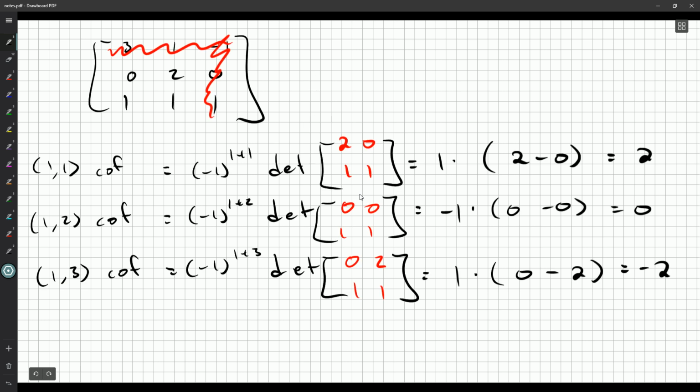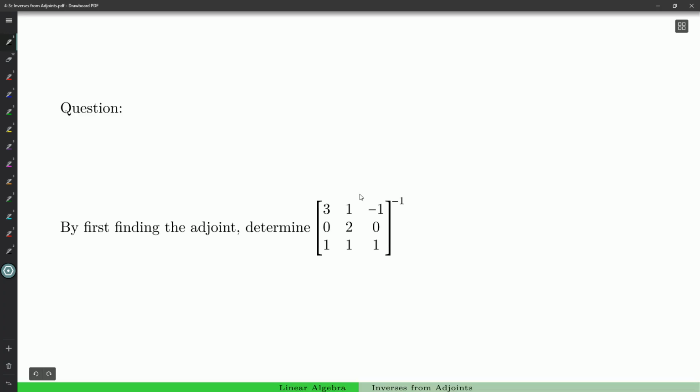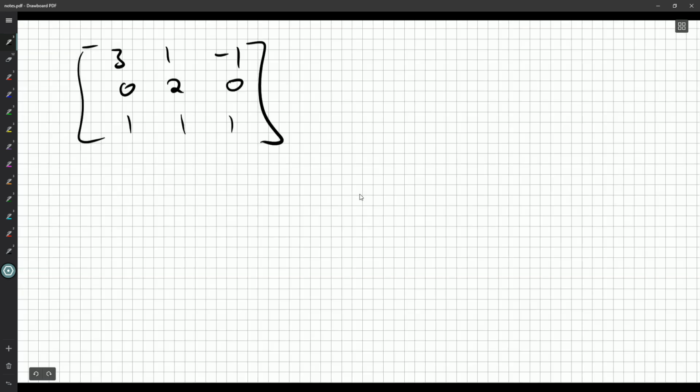We could even plan ahead here. I know I'm going to use 2 more pages. So we've got the first column here, 2, 0, negative 2, and we'll add to that in a little bit. So we'll go back here: 3, 1, negative 1, 1, 1, 1, 0, 2, 0. Just double check, got the right matrix. Yes, we do. Fantastic. All right, next row.